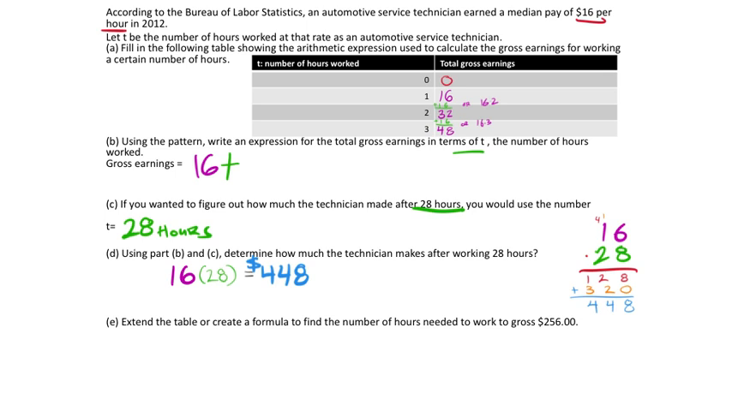So extend the table or create a formula to find the number of hours needed to work to gross $256. Okay, so let's take this. I'm going to write here on the left. The formula is 16T, and that would equal the gross earnings. Well, here it's saying your gross earnings is going to be 256. So instead of gross earnings, we now know what that value is going to be. So I kind of went from an expression into an equation down here because they now have told us how much that's going to be.